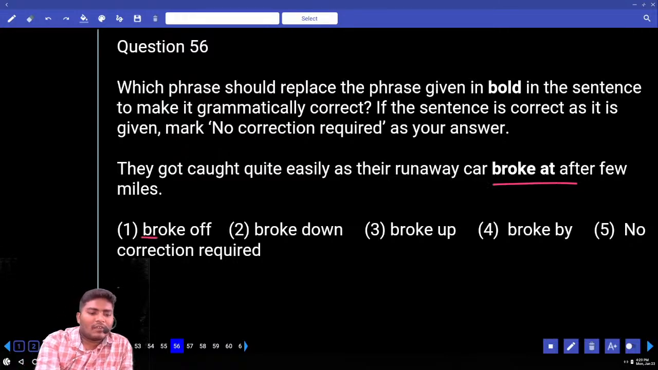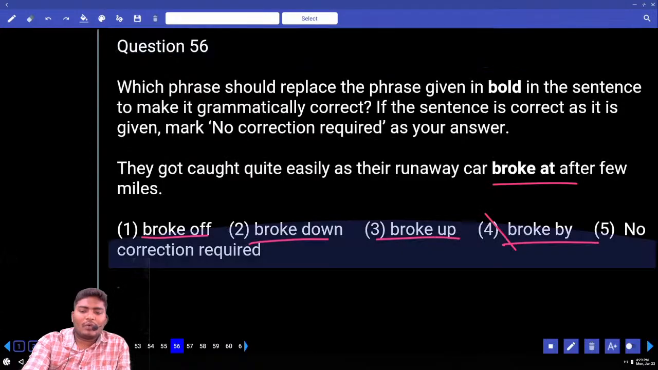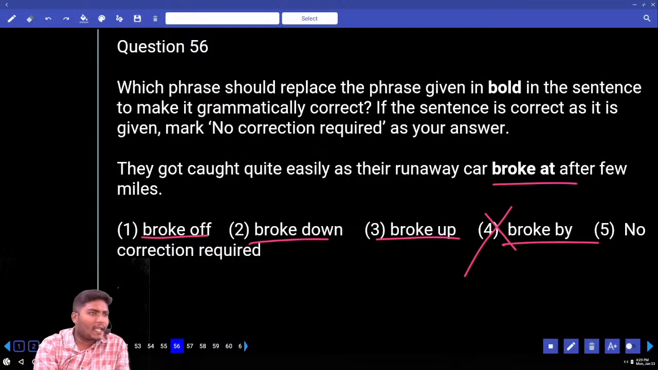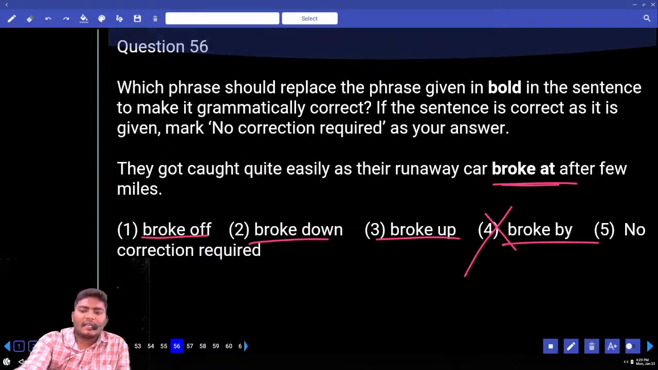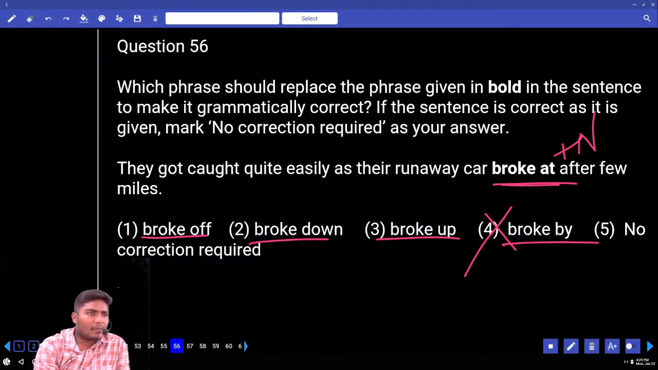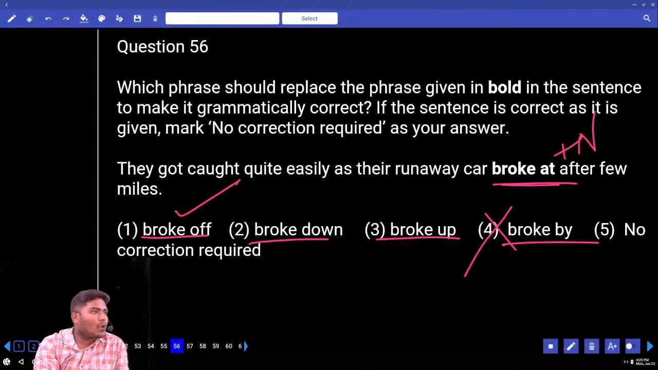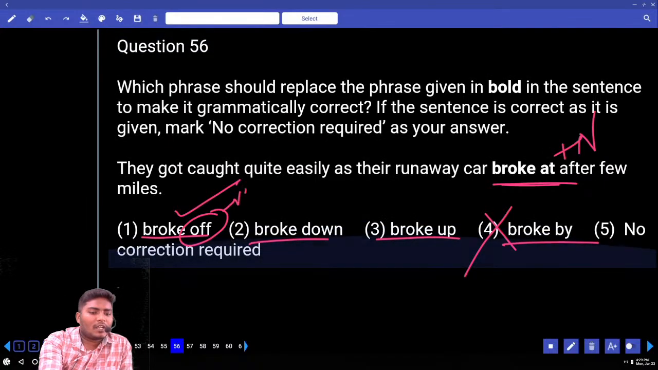Now the options given are broke off, broke down, broke up, broke by. We don't have any word as broke by. Eliminate that. Broke at is followed directly by a noun form, remember, and it also refers to some time or place. Next one, broke off. What do you mean by broke off? Broke off, anything that gets separated. When any glass item falls on the floor, it gets a break off. Off is always a negative word, remember.